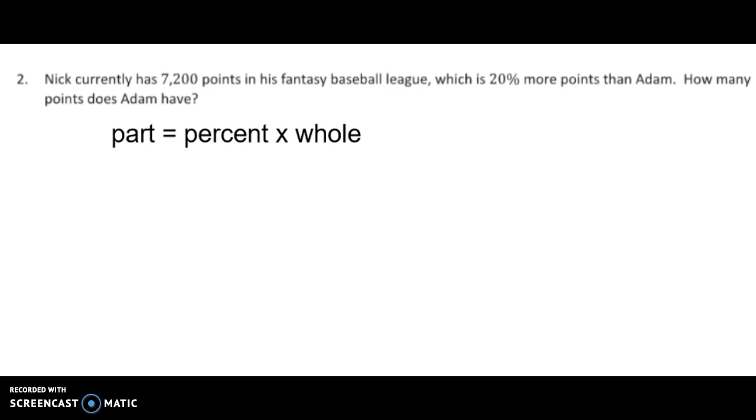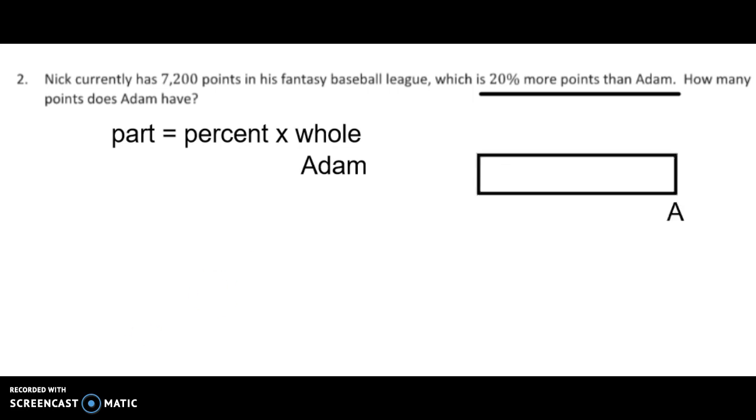And this is where the problem gets a little bit different than some of the other ones we've been looking at. It says that Nick currently has 7,200 points, but that's not going to be the whole amount. What it tells us is that Nick has 7,200 points, which is 20% more points than Adam. So they're referring to Adam as the original amount, 20% more than Adam. So really when we're looking at this, guys, Adam is going to be the whole amount. And we know that Nick has 20% more points than that.